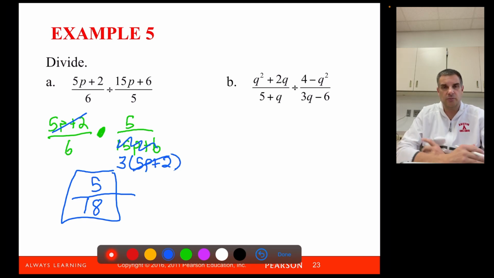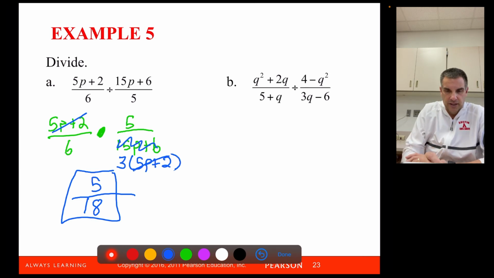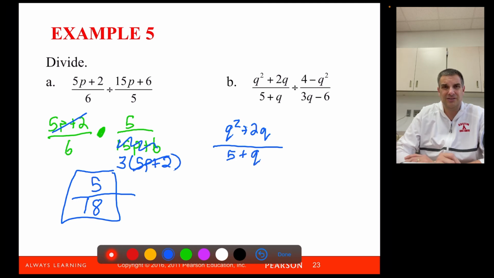So I'm going to rewrite this one. So let's look at B. We've got q squared plus 2q over 5 plus q divided by 4 minus q squared over 3q minus 6. So I'm going to rewrite it. It's q squared plus 2q over 5 plus q. And you've seen the little form right there. I think we're going to get an opposite in here maybe. Division becomes multiplication. And now we invert the second one. So 3q minus 6 is going to go in the numerator. And 4 minus q squared is going to go in the denominator.